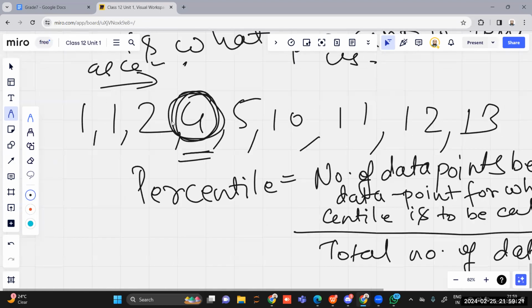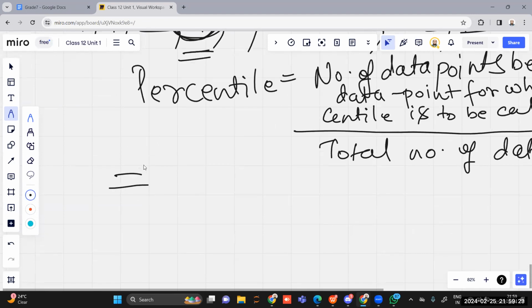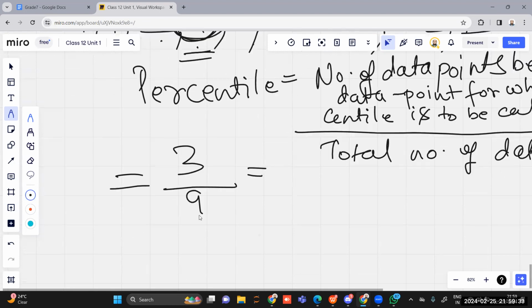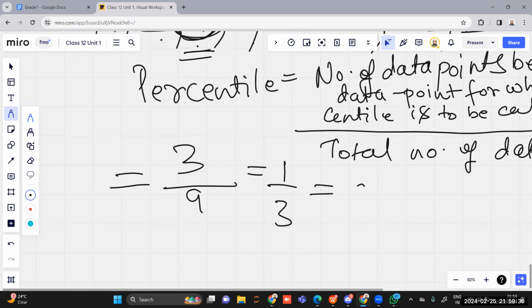Then how many numbers are there before 4? 3, correct? And what is the total number of data points? 1, 2, 3, 4, 5, 6, 7, 8, 9. So it is 3 by 9, which is one third, about 0.33. So what does this mean?